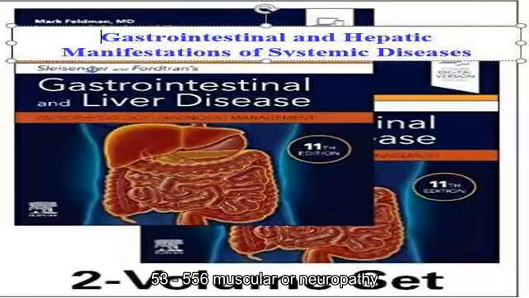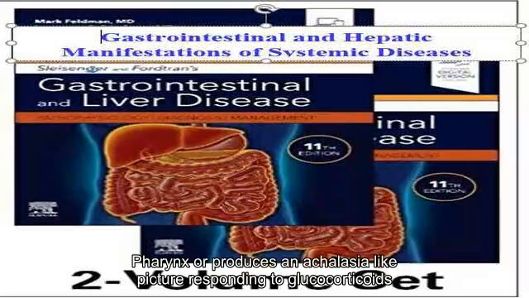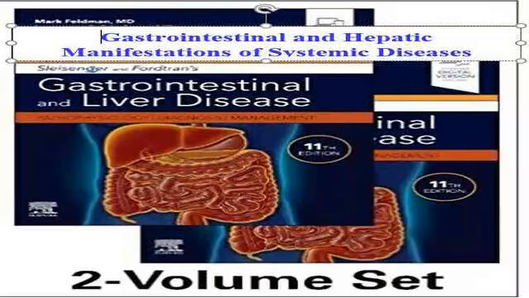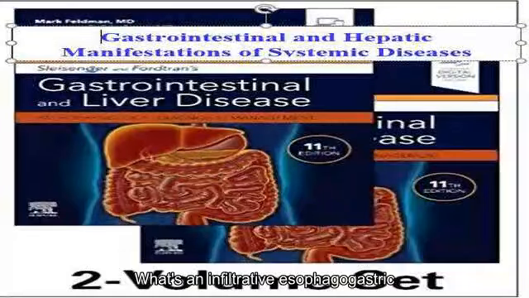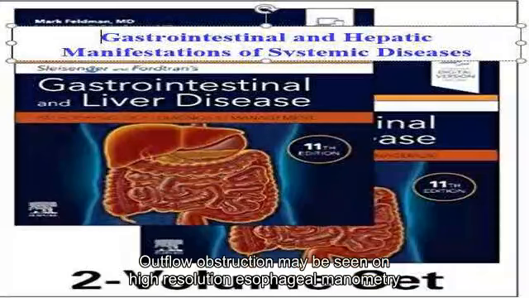Muscular or neuropathic involvement causes a dysmotility in the cricopharynx or produces an achalasia-like picture responding to glucocorticoids. Mechanical obstruction of the esophagus may occur from compression by hilar or mediastinal lymph nodes, and infiltrative esophagogastric junction outflow obstruction may be seen on high-resolution esophageal manometry.